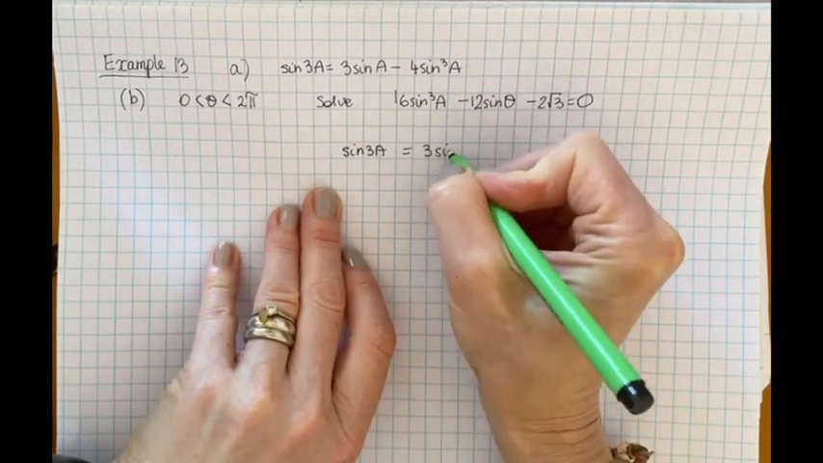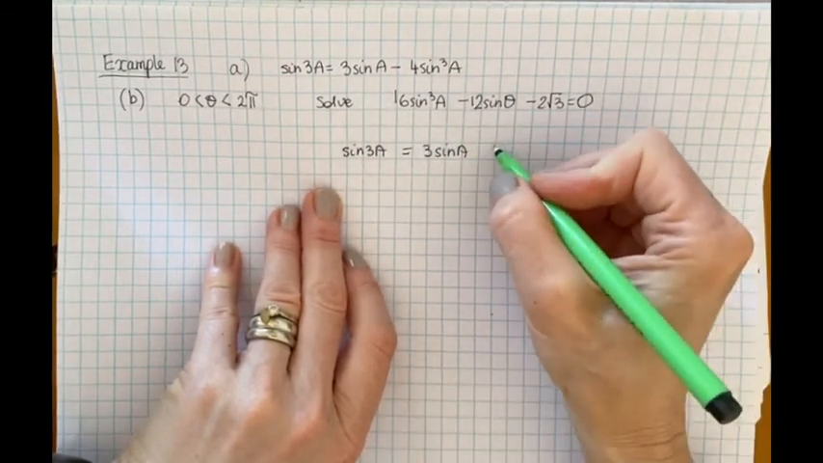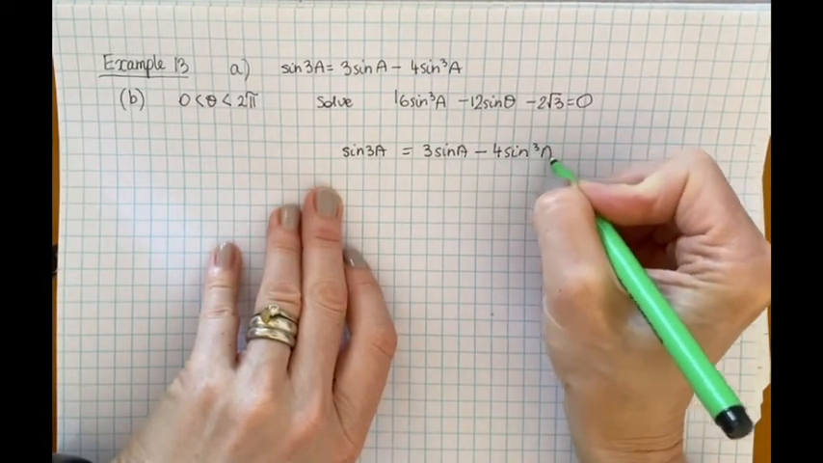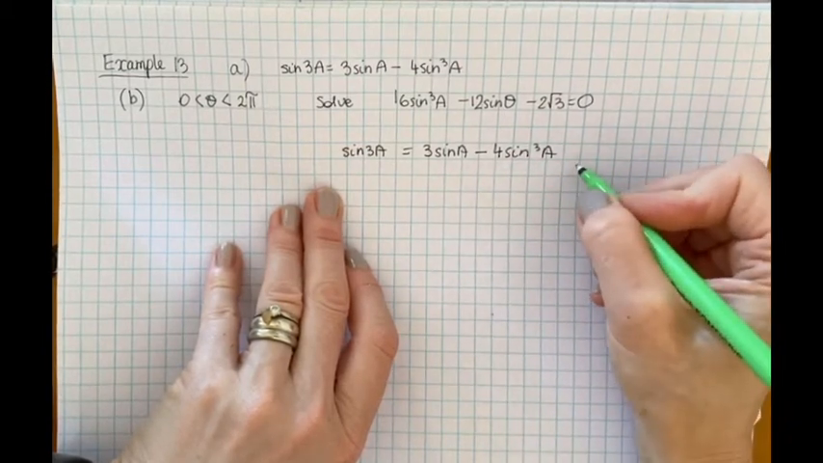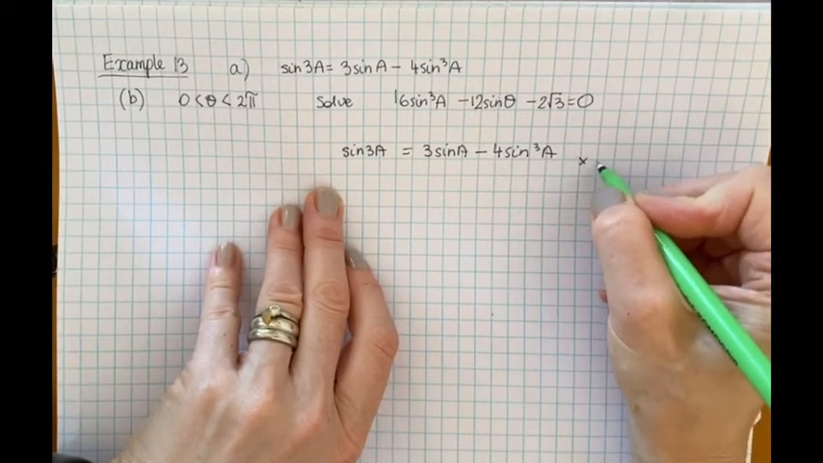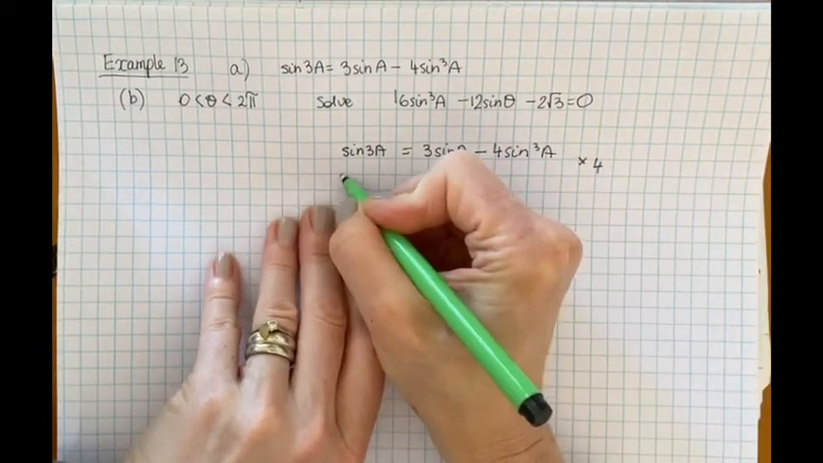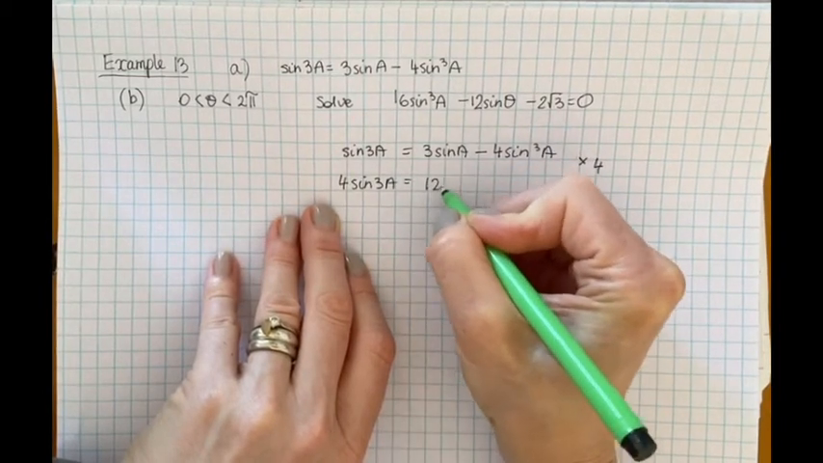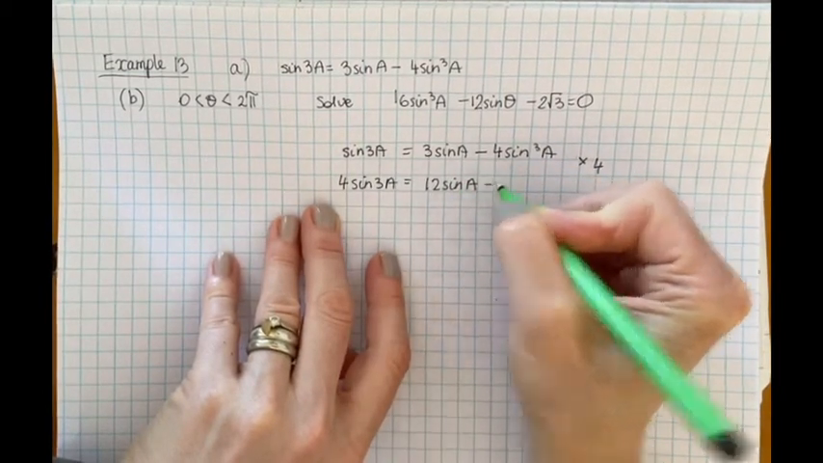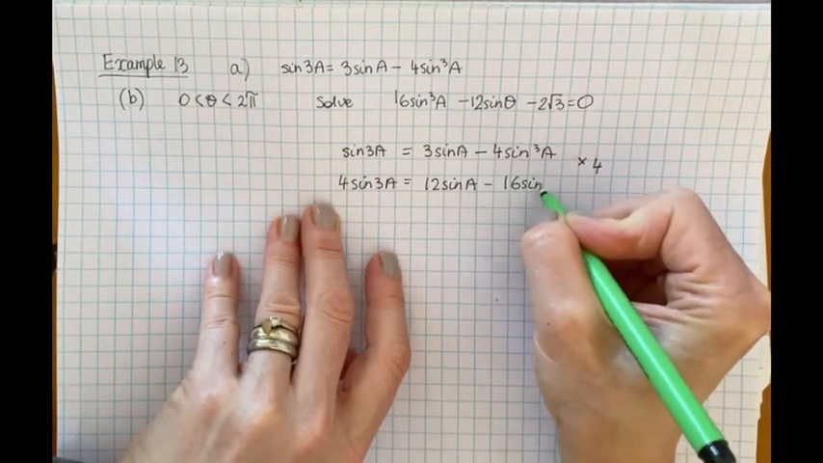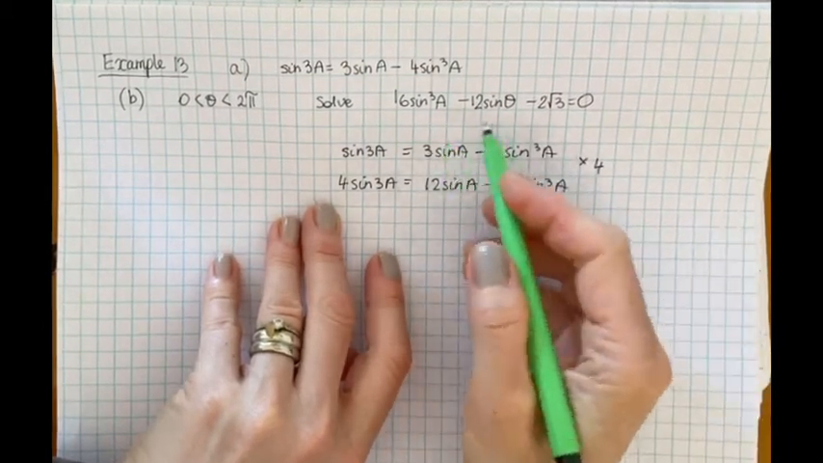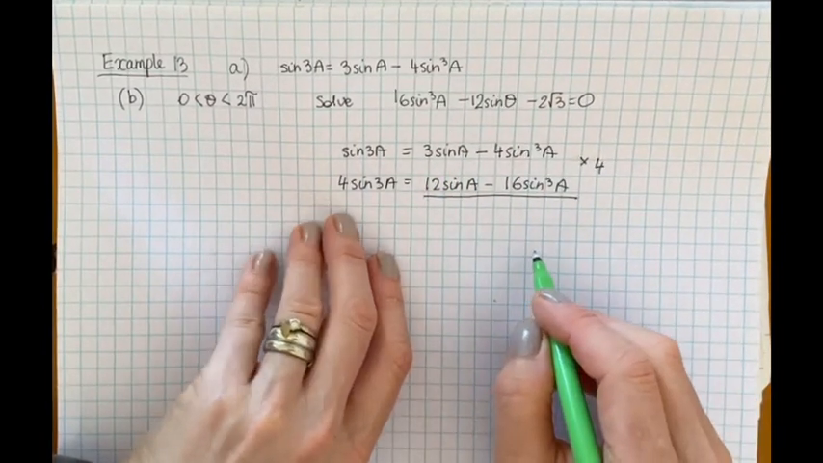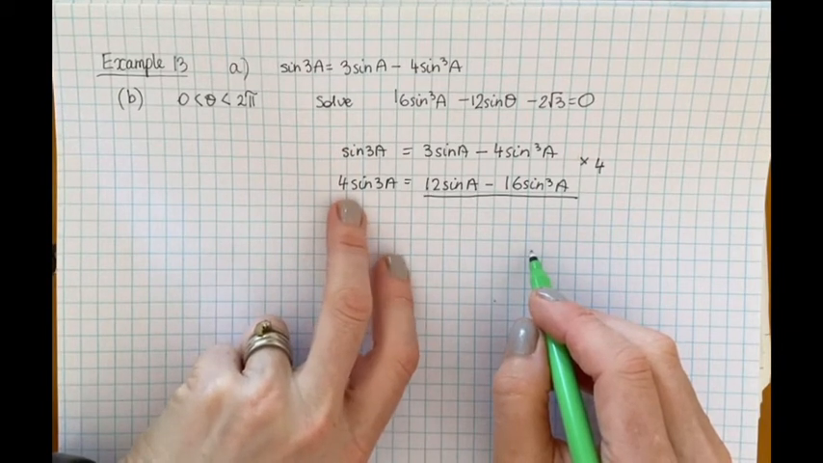what happens, because I notice in my equation there's 16 sine cubed. In the identity there is 4 sine cubed, well it's minus 4 sine cubed. So if I multiply everything by 4, I'll have 4 sine 3A is equal to 12 sine A minus 16 sine cubed A. And then have a glance at the equation. We've got 12 sine A minus 16 sine cubed A. That can be replaced by 4 sine 3A.